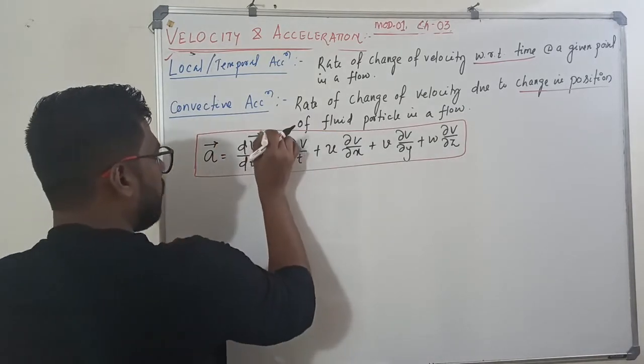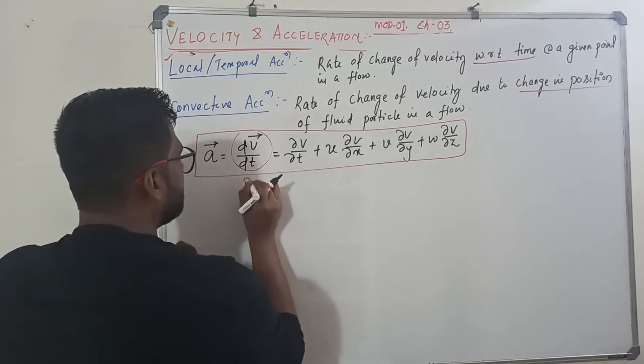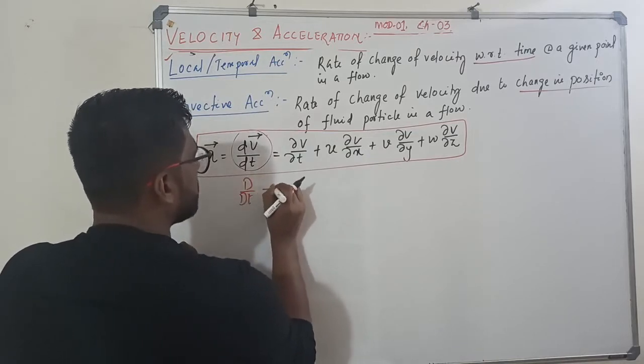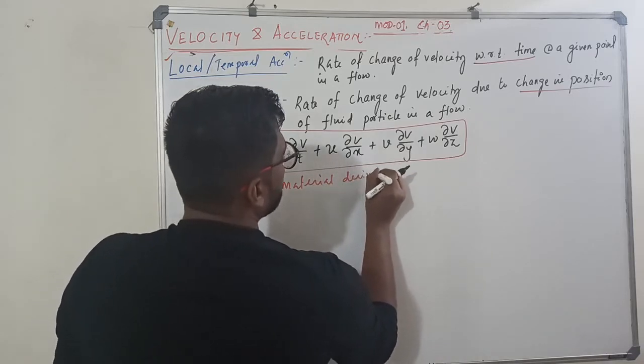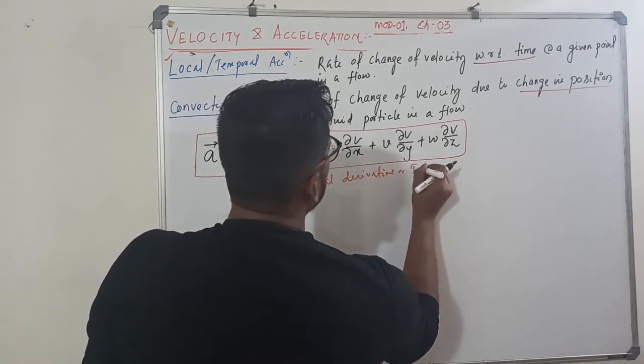Sometimes they will write this as D by Dt. This is also known as the material derivative, or the total derivative.